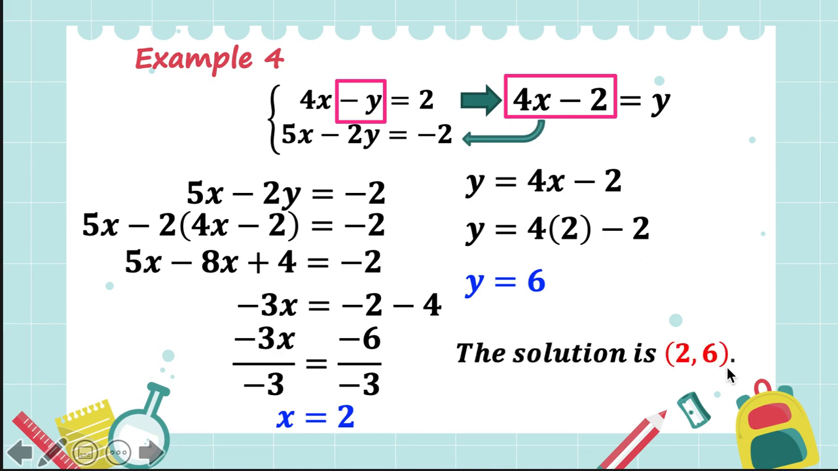So I'll repeat, when you write the solution in an ordered pair, the first number will always be the abscissa or the x-coordinate or the value of x. And the second number will always be the value of y or your y-coordinate. Okay? That's it. Don't forget to check your answer.